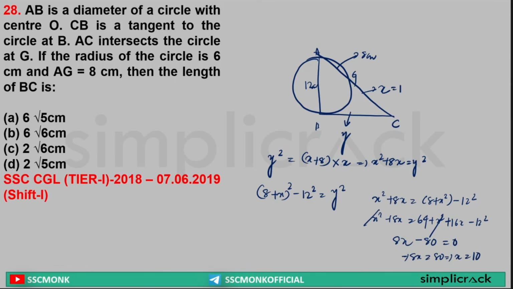Sir, if x is equal to 10 here, this will be what? 18 into 10, because y square is equal to what? Y square is equal to 18 into 10, that is equal to 180. So the value of y is equal to square root of 180.